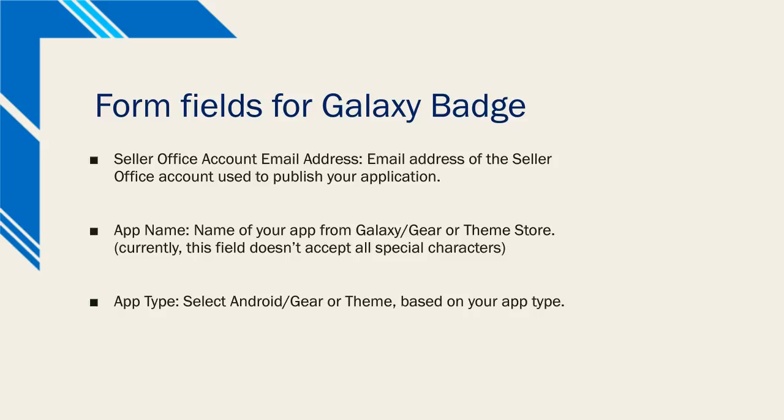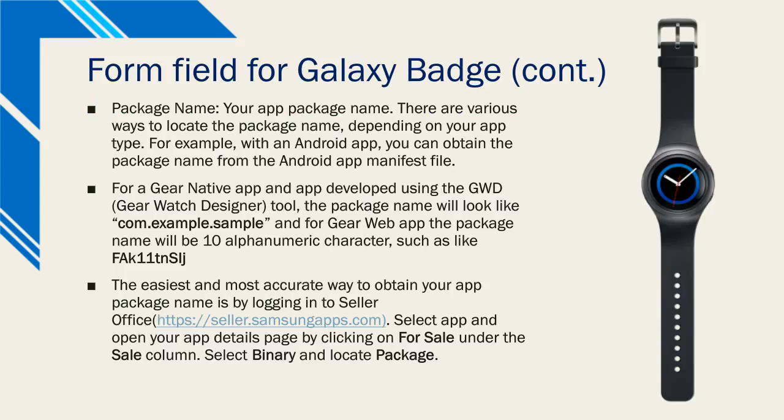Now the package name. The package name for any application can be obtained from several places, so I'll walk you through one by one. In Android, you can get it from the manifest file of your application. For a Gear native app developed using the GWD tool, the package name will look like com.example.sample, several alphanumeric strings separated with dots, very similar to Android. And in the case of a Gear web app, it would be a 10-character alphanumeric string that you'll be using.